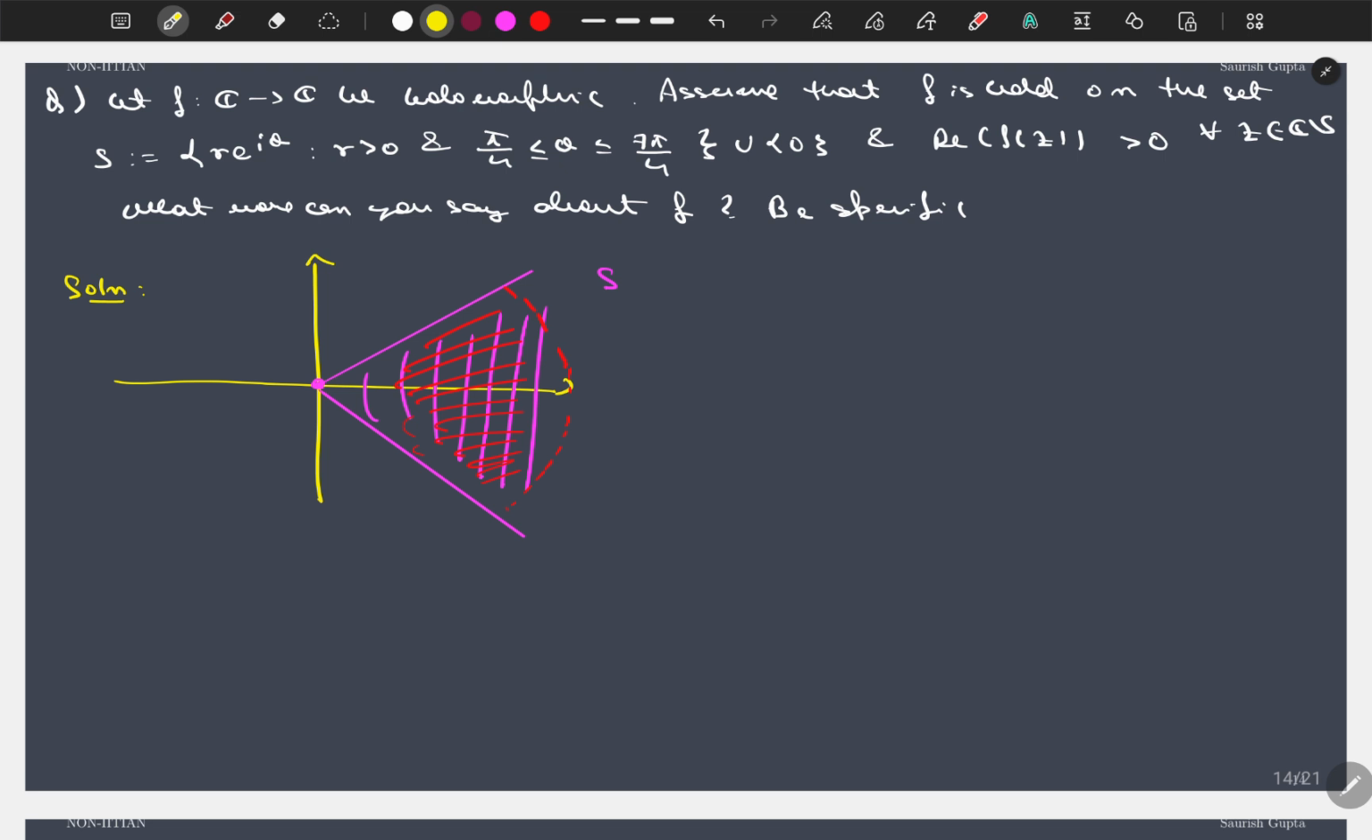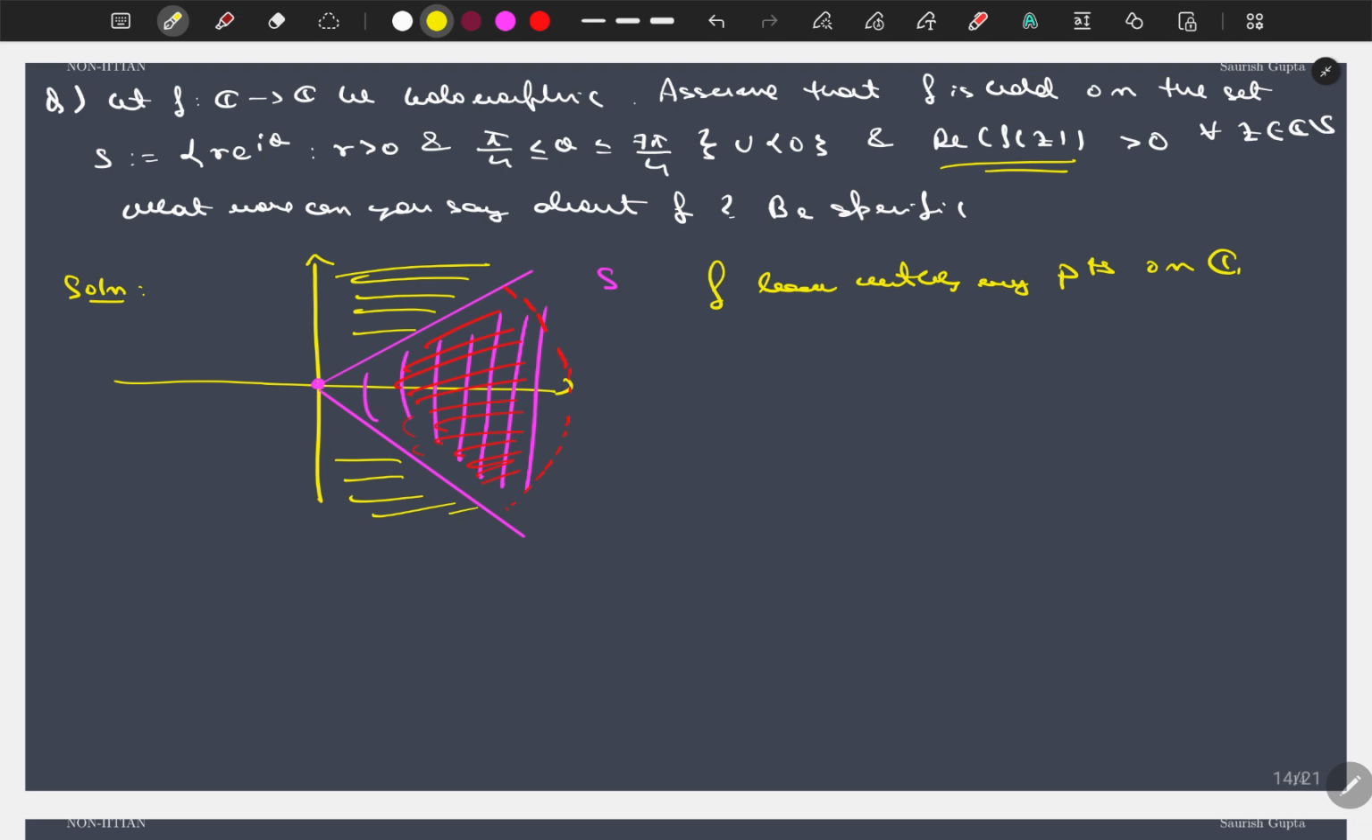Nevertheless, f leaves uncountably many points on the whole complex plane, because the real part of f of z is greater than 0 everywhere outside this particular region. So if it's bounded like this, and outside, the real part of f is positive, f is in some sense like this. So the only conclusion is that f leaves uncountably many points on C.